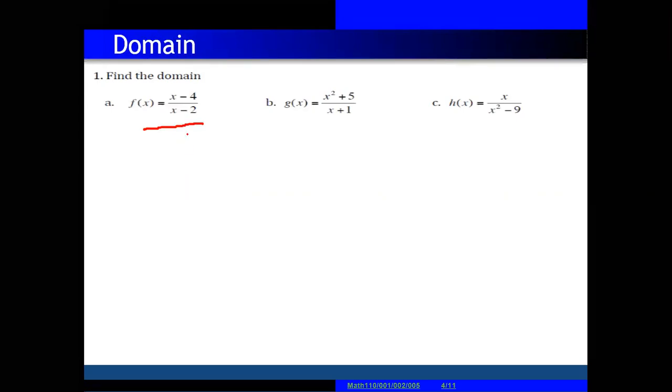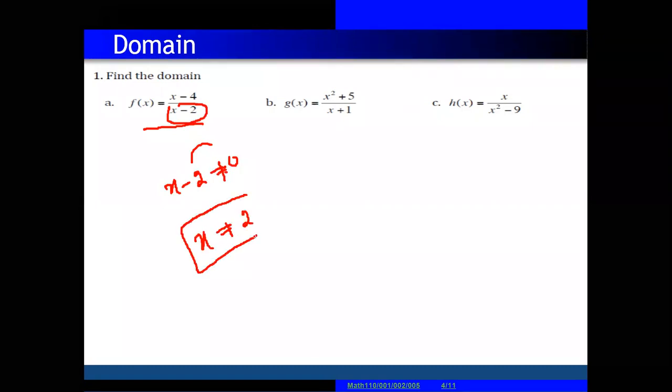Okay, this is actually simplified. We cannot simplify this one, x minus 4 and x minus 2. This is simplified. We cannot simplify more. So in this case, you can just put x minus 2 not equal to 0. Transfer 2 to the other side, so x not equal to plus 2. All values are possible except plus 2.